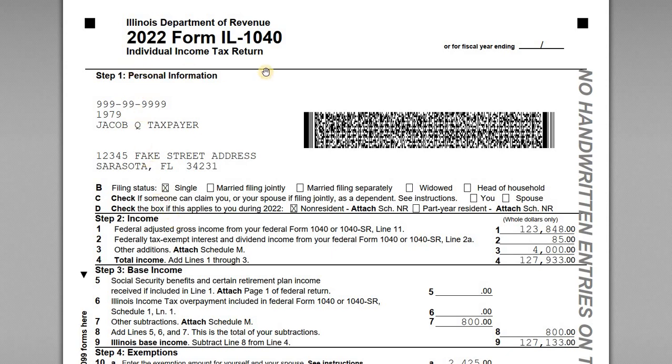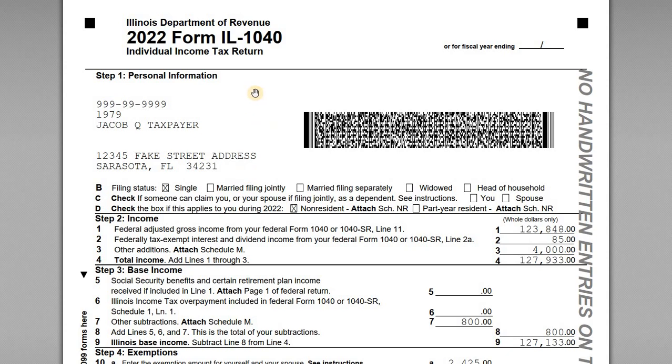Alright, for this video we want to go over a sample Illinois Form IL-1040, which is an individual income tax return. For this example, we're going to have a taxpayer who is a non-resident of Illinois and is filing a non-resident return to report Illinois source income from a rental property.